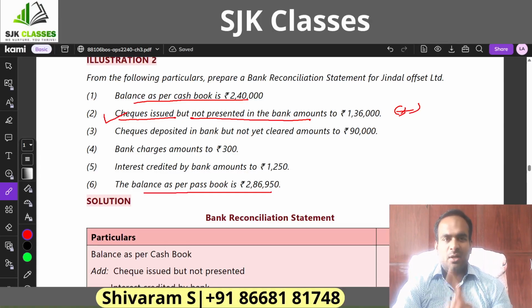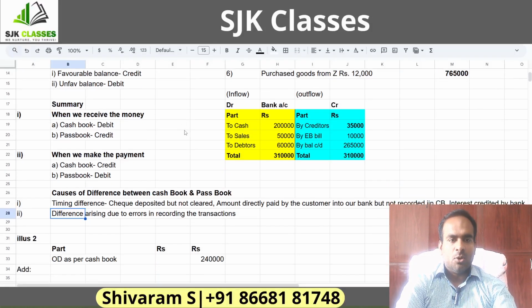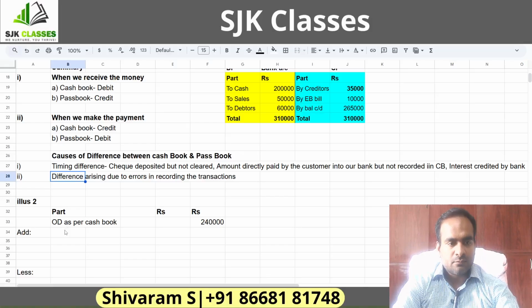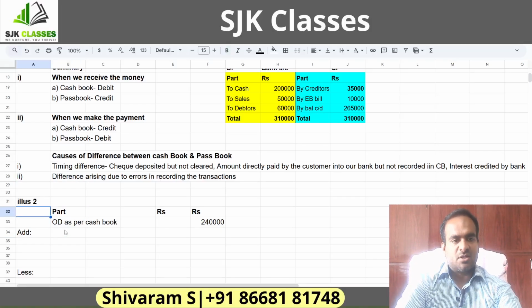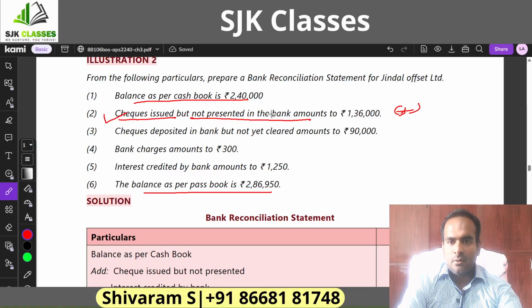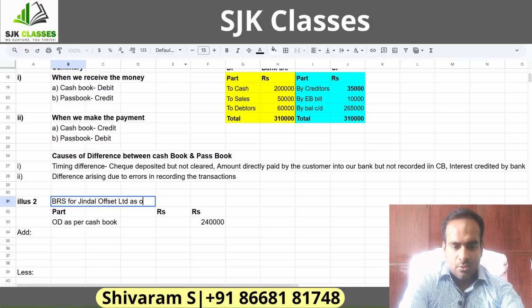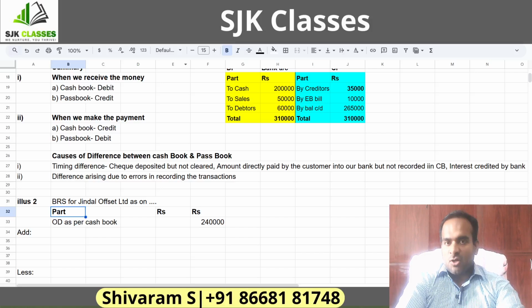Now how to present this? Only for one question, I'll show you the presentation. It's very simple, just addition and subtraction only. For illustration, have this kind of structure: particulars, rupees. Give the title, BRS. Do we know the date? The date is not given to us, right? So BRS for Internal Offset Limited as on some date. BRS is not for a period, it's for a specific date. So on some date, they're preparing the BRS.